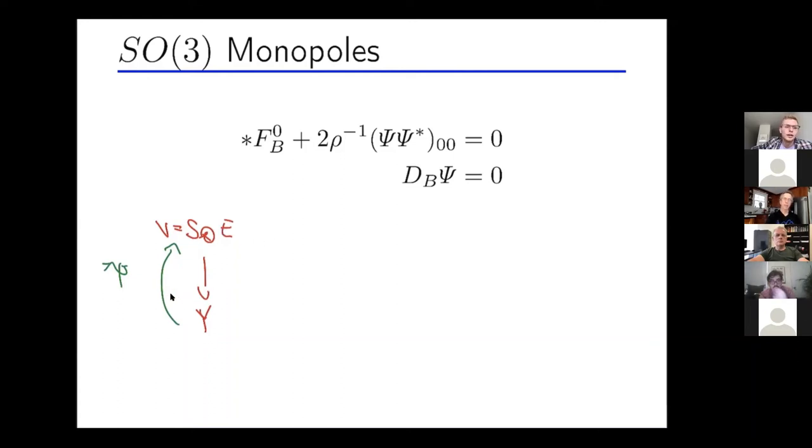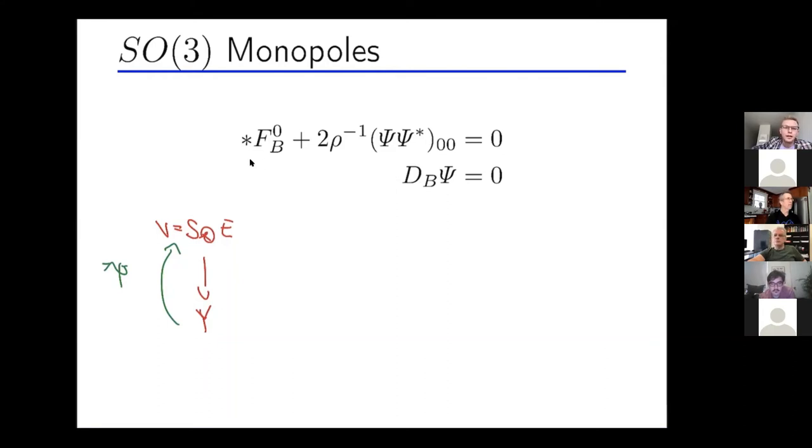And so the spin, like the SO3 monopole equations, is just saying that this section satisfies the Dirac equation with respect to this twisted Dirac operator. There's an implicit dependence here on the reference spin C connection as well. But it's just saying that it's harmonic with respect to the Dirac operator.